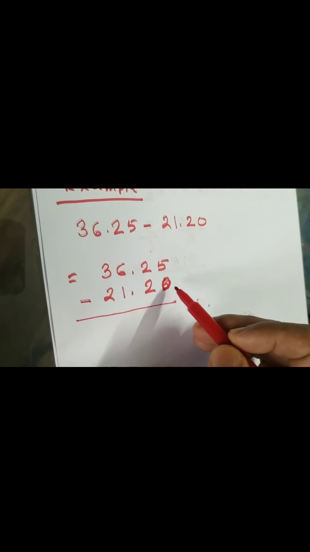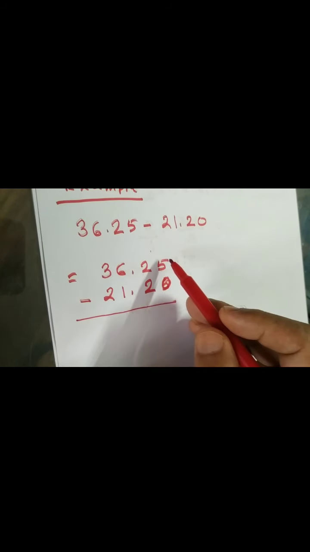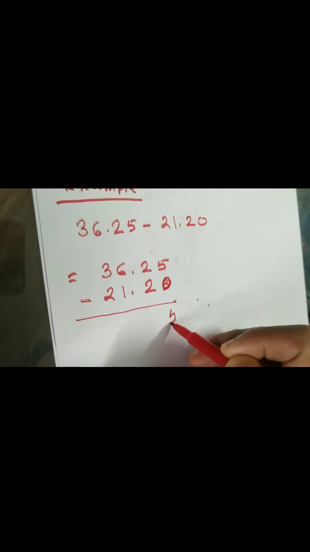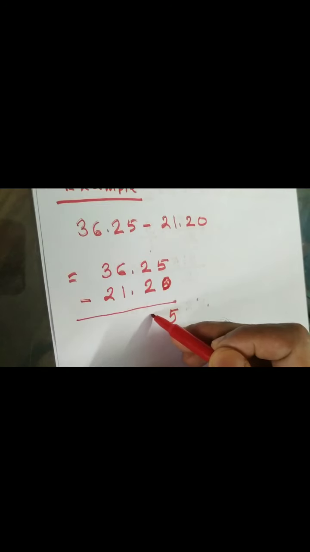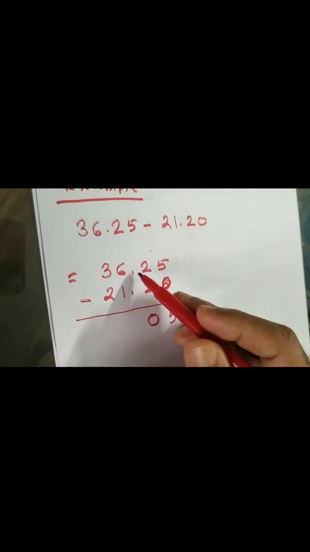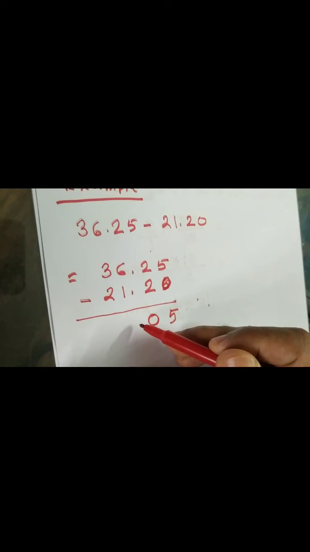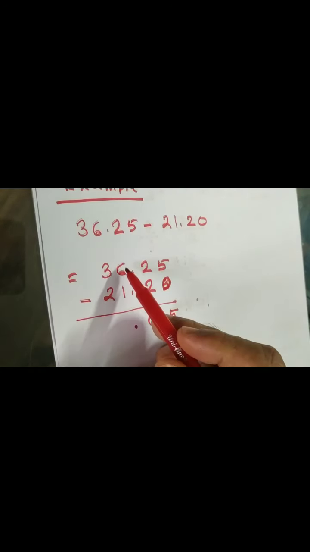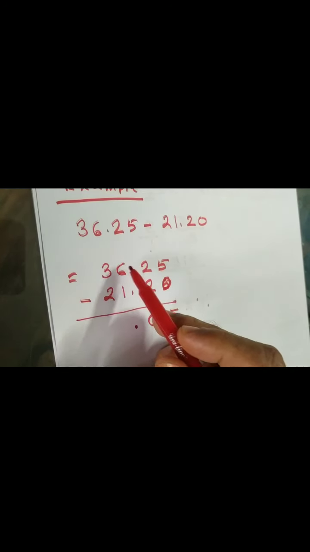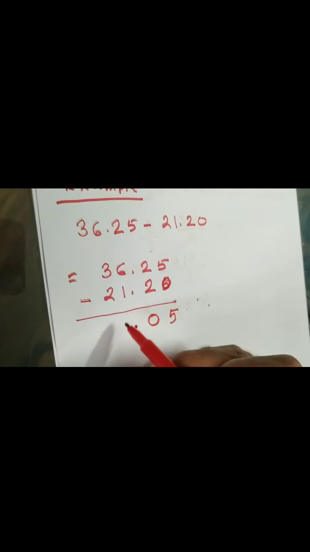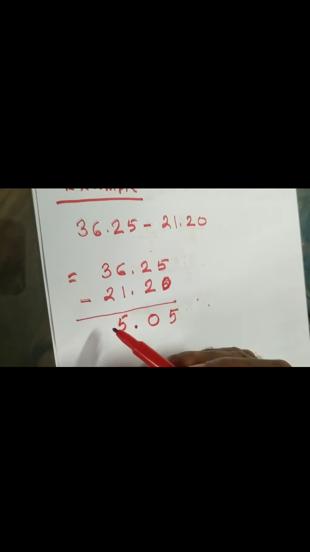5 minus 0 gives me how much? I have not taken anything from 5, so 5 remains 5. 2 minus 2 gives me how much? Nothing, 0. After that, I have encountered the decimal point, so I will put the decimal point. Then I will subtract 1 from 6. So 6 minus 1 gives me how much? 5. 3 minus 2 gives me how much? 1. So my answer is 15.05.